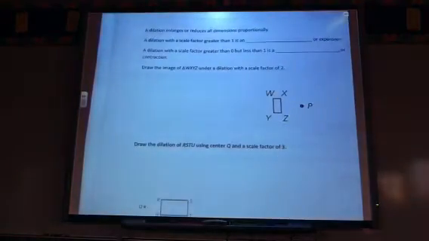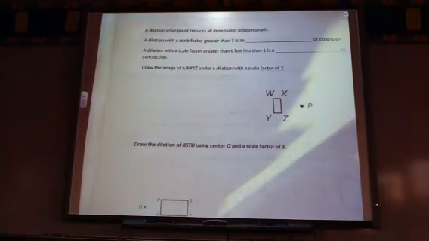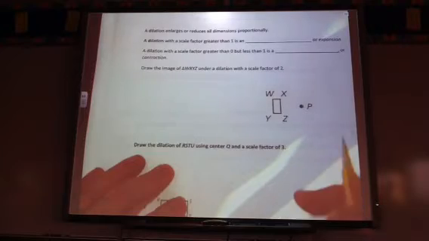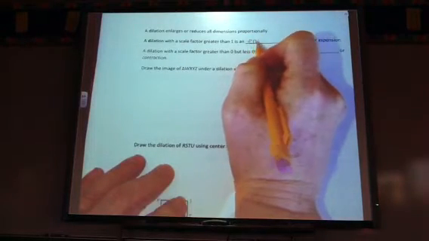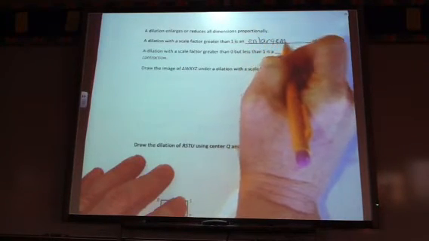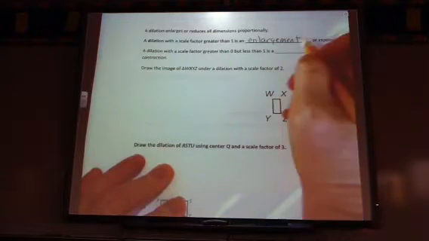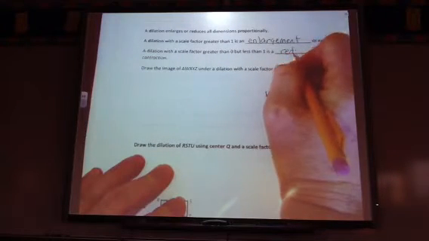All right. A dilation enlarges or reduces all dimensions proportionally. A dilation with a scale factor that is greater than 1 is an enlargement, or expansion. A dilation with a scale factor greater than 0 but less than 1 is a reduction or a contraction.